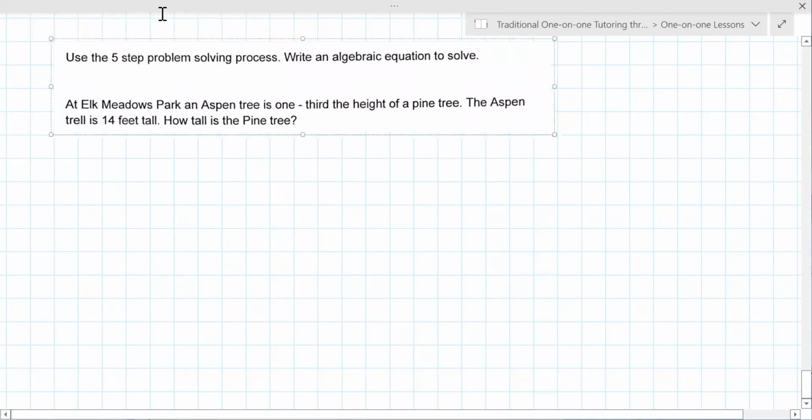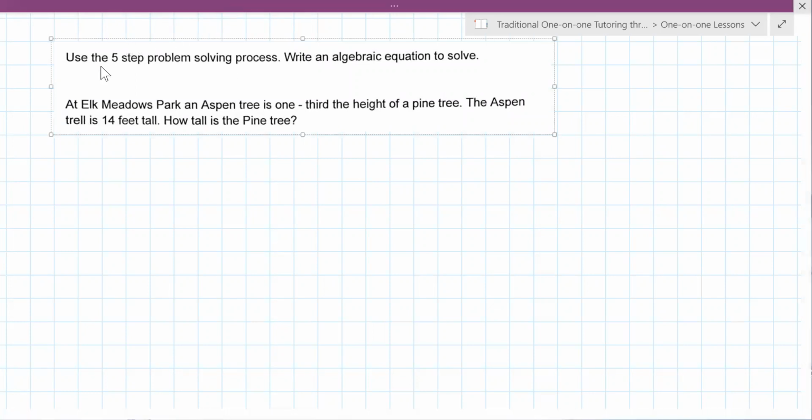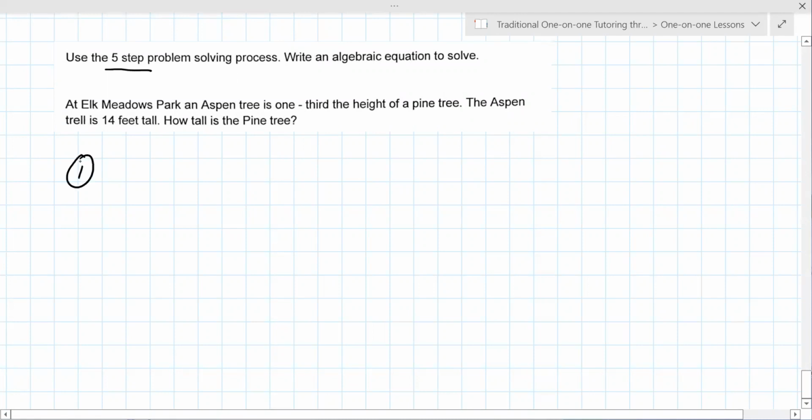5-step process. Do you remember those 5 steps? Isn't it like first you write what you need to find, then you draw a model, then you write the equation, solve it, then you check yourself, then you write your final answer? Yes. Now, some of those are in the same step, but yeah, so write what you need to find.